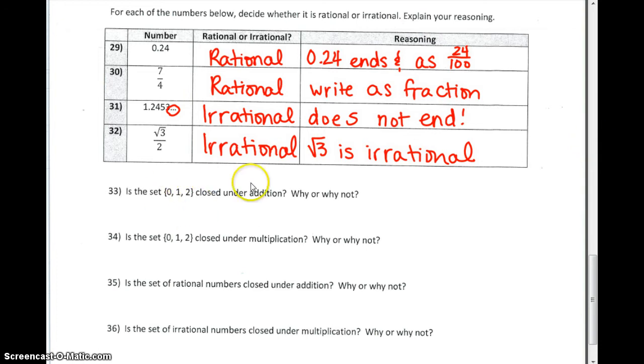Now when we talk about things being closed under addition, remember that we're supposed to add everything in here. And if we get a number that's not inside the set, then it's not closed. So for example, if I add 1 plus 2, I get 3. Do you see that 3 is not inside this set? Therefore, it is not closed. And I would simply say not closed because 3 is not in the set.